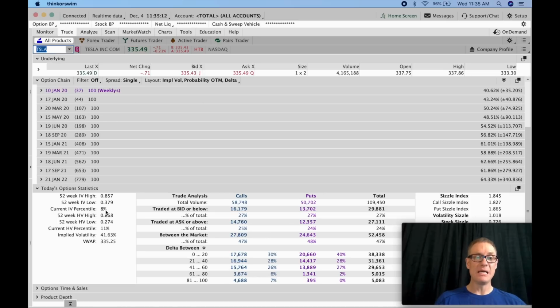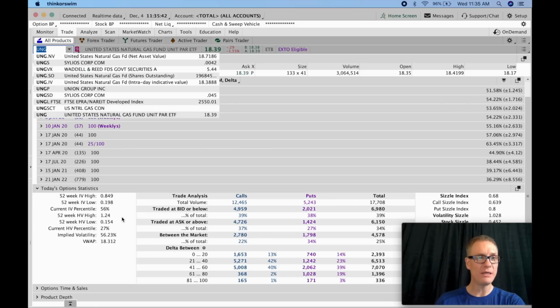So that means that it's been 92% higher than 41%. And I know this sounds a little funny and it'll make sense as we keep talking about it, but 41% volatility for Tesla is only 8% of where it's actually been in the past year. So that tells you it's been much higher than 41% because 41% is only 8% of what Tesla has traveled in the last year.